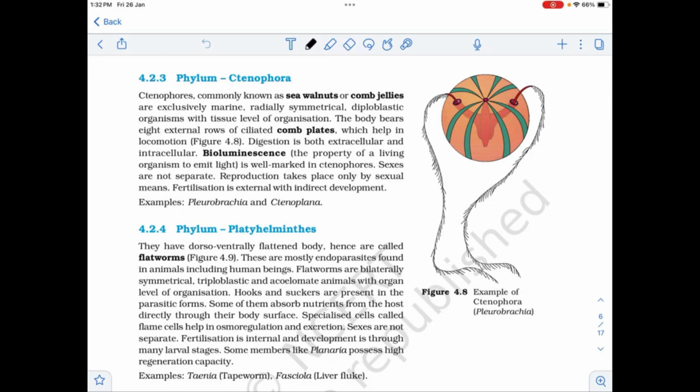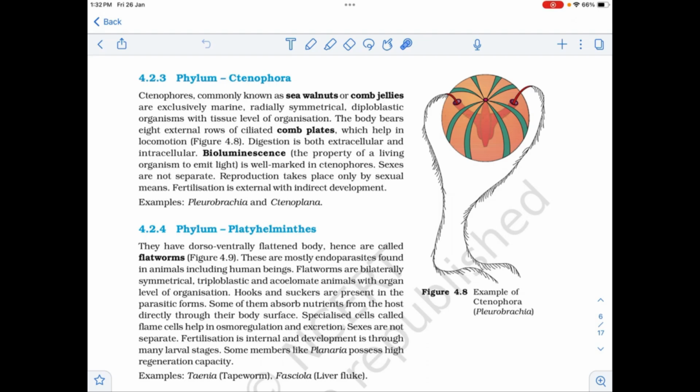Phylum Ctenophora. Ctenophora, commonly known as sea walnuts or comb jellies, are exclusively marine, radially symmetrical, diploblastic organisms with tissue level of organization. The body bears 8 external rows of ciliated comb plates which help in locomotion. Digestion is both extra and intracellular. Bioluminescence, the property of living organisms to emit light, is well marked in ctenophores.